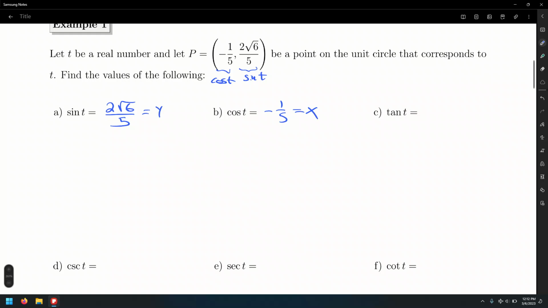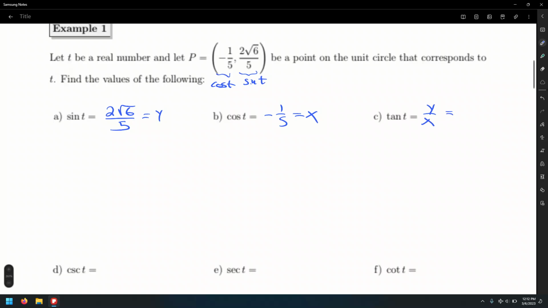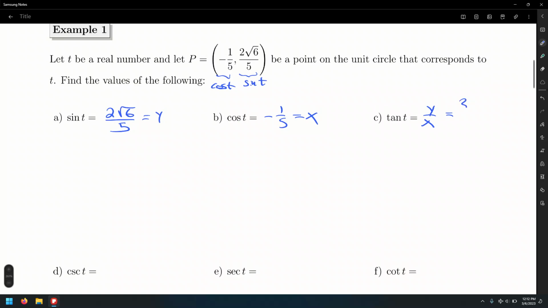From the identity that we have at the top of the page, tangent happens to be the quotient between y and x, which is sine over cosine. We know y is 2 root of 6 over 5 divided by negative 1 over 5. And what do we have? We have a division of a fraction by another fraction. Dividing by a fraction is the same as multiplying by the reciprocal. And also, check this out: we have positive divided by negative.